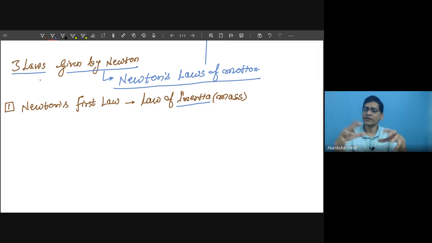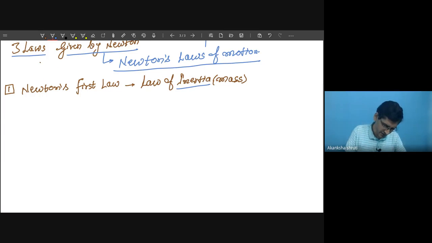Say your table is lying at one corner of your room. Can the table automatically change its position to the other corner? No. For changing the position of the table, what is required? You have to pull it to the other corner. Means some force is required. So this statement is called Newton's first law.